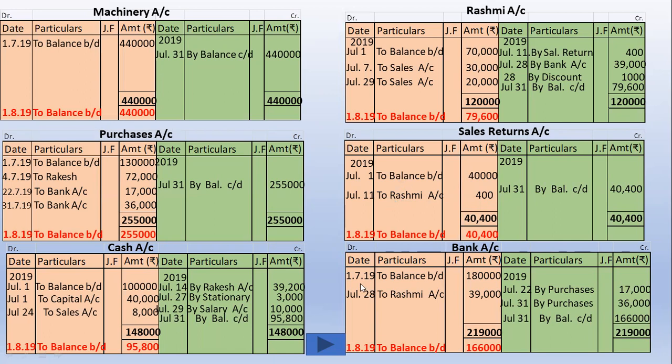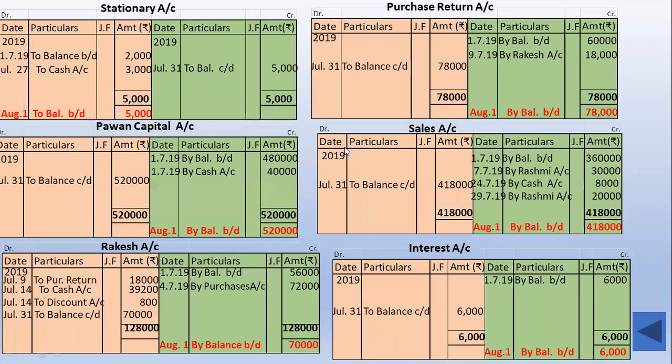Likewise, the stationery debit balance rupees 5,000 is also to be posted in trial balance debit side, and the rest of the red color figures of this slide are to be posted to trial balance credit side. See all credit figures: Pawan Capital account credit figure, Rakesh account credit figure, purchase return credit figure, sales account credit figure, and interest account credit figure.